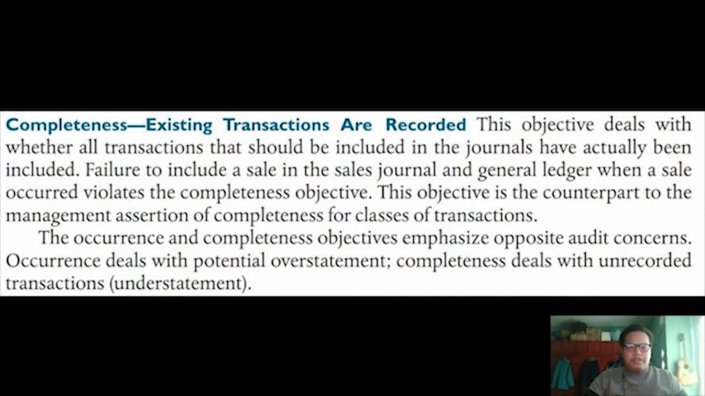For example, if a recorded sale transaction should not have been recorded because the shipment was on consignment, the occurrence objective has been violated even if the amount of the invoice was accurately calculated. If the recorded sale was for a valid shipment but the amount was calculated incorrectly, there is a violation of the accuracy objective but not of the occurrence objective. The same relationship exists between completeness and accuracy.